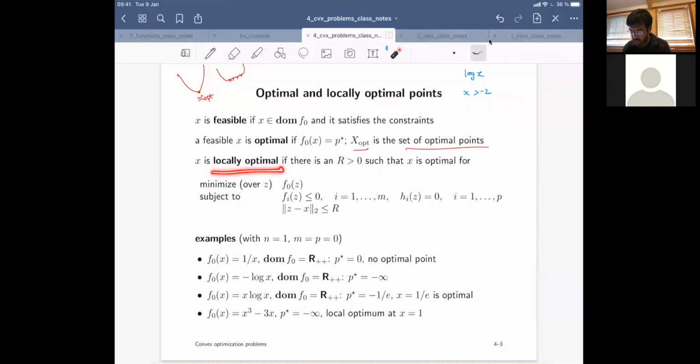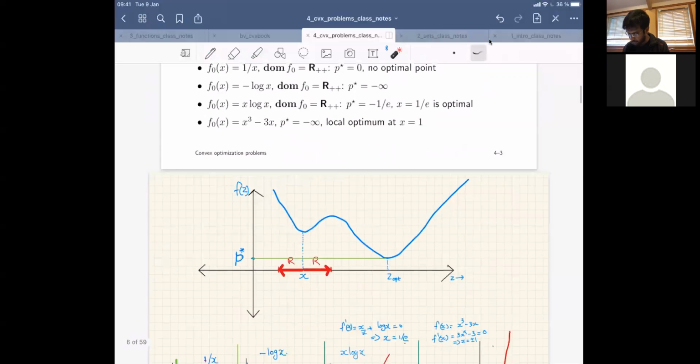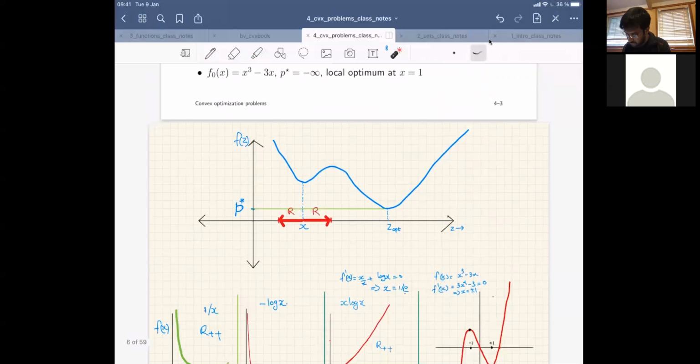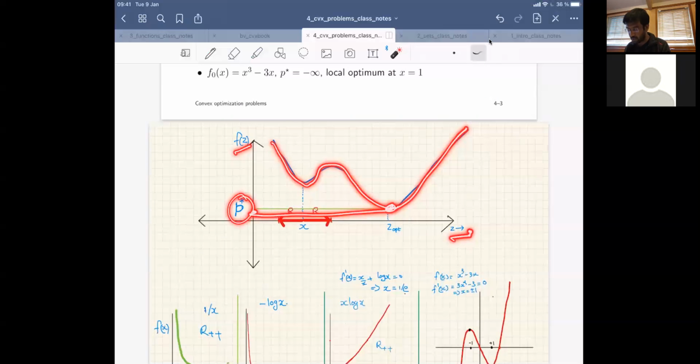Now, let's see another important concept, local optimal. You already know what it is, but let's formally define it. When do you say X is locally optimal? Here, let's take a function f of z in variable z. What is the optimal value? The value corresponding to this, right? So this is p star, the optimal value, and it is achieved at z0.